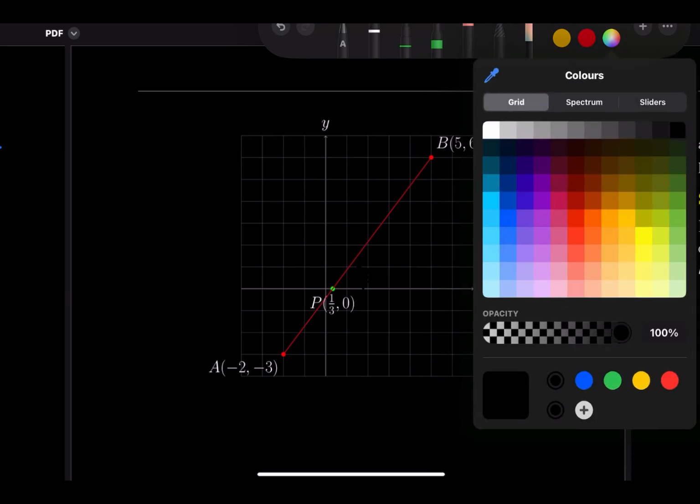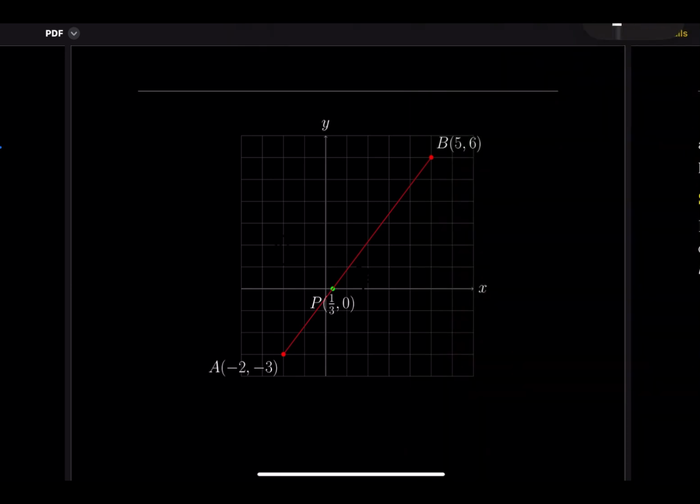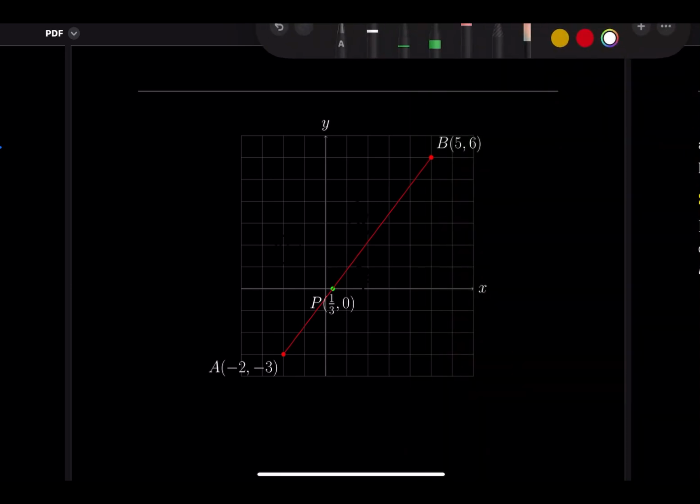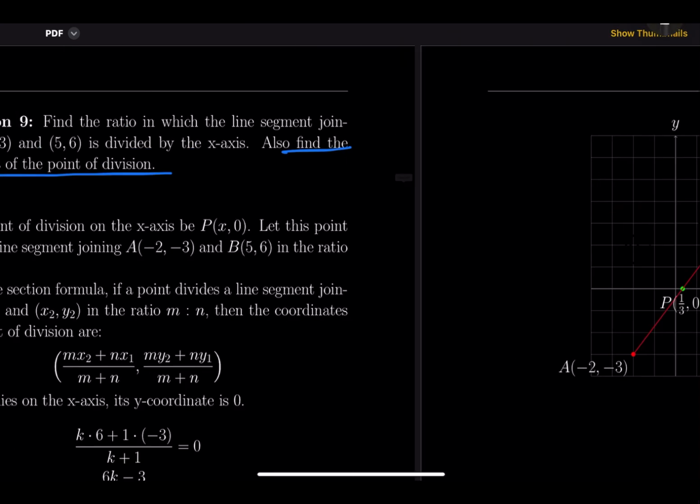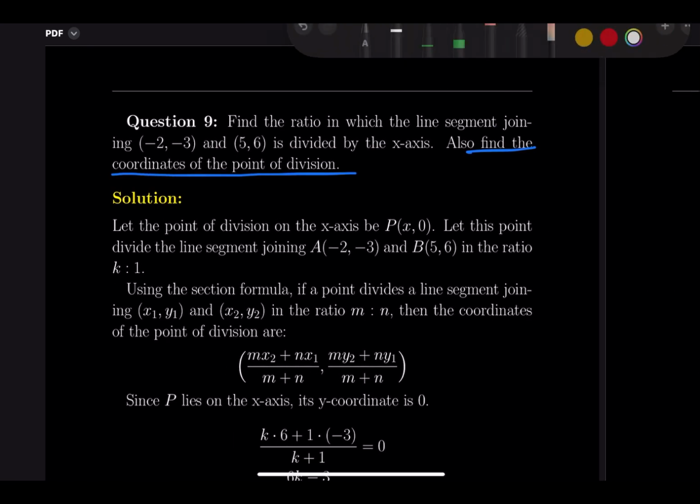Let me just take another color. I don't know why my color isn't working, leave it, we'll take another color. Fine. Now let's start.